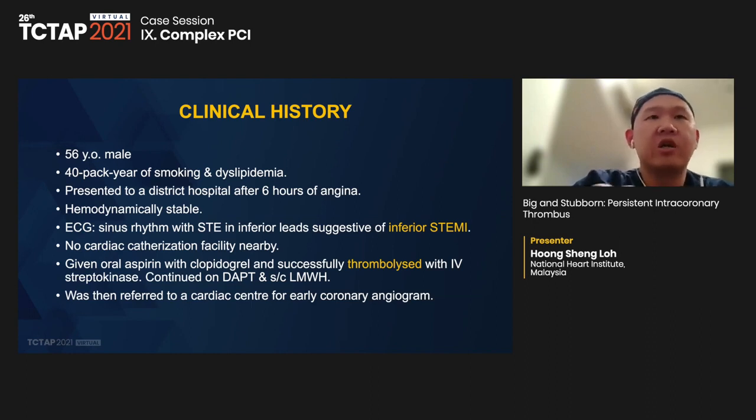myocardial infarction. However, there was no cardiac catheterization facility nearby, and hence he was given oral aspirin with clopidogrel, and he was successfully thrombolized with IV streptokinase, and he was then continued on dual antiplatelet therapy with subcutaneous low molecular weight heparin while waiting to be transferred to a cardiac center for early coronary angiogram.